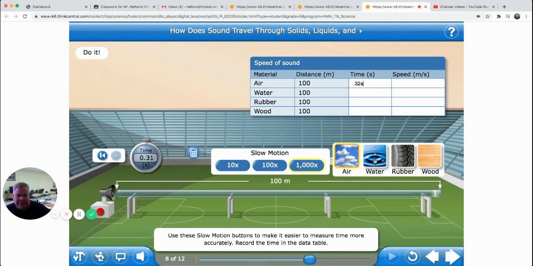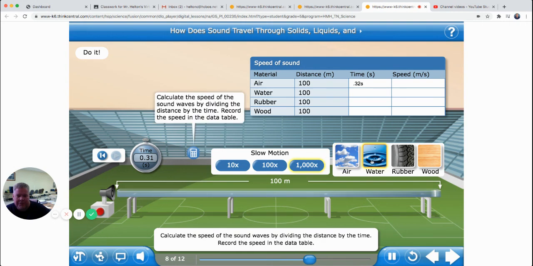Now let's do water. Calculate the speed of the sound waves by dividing the distance by the time. Record the speed in the data table.